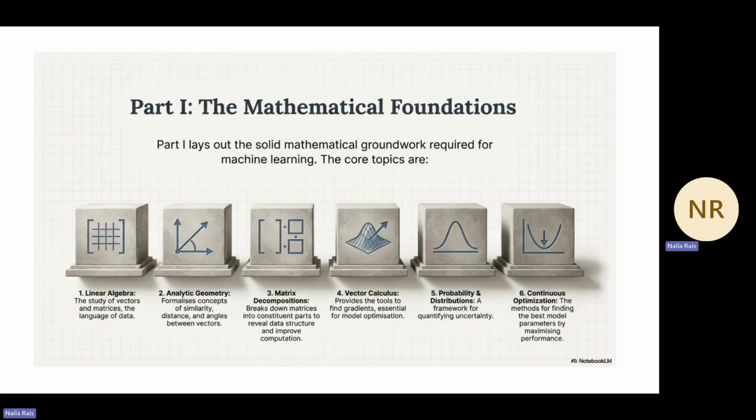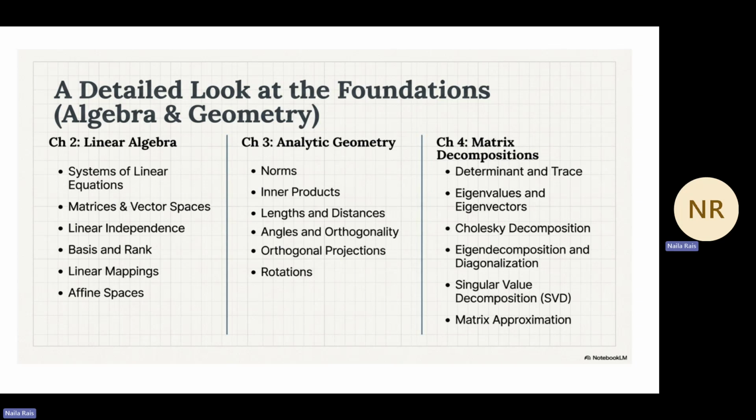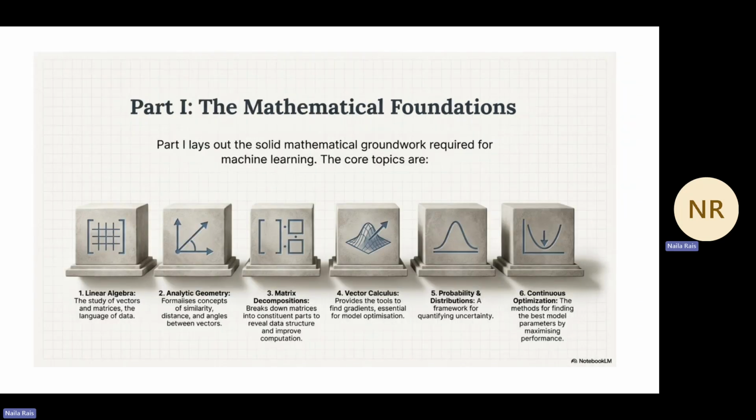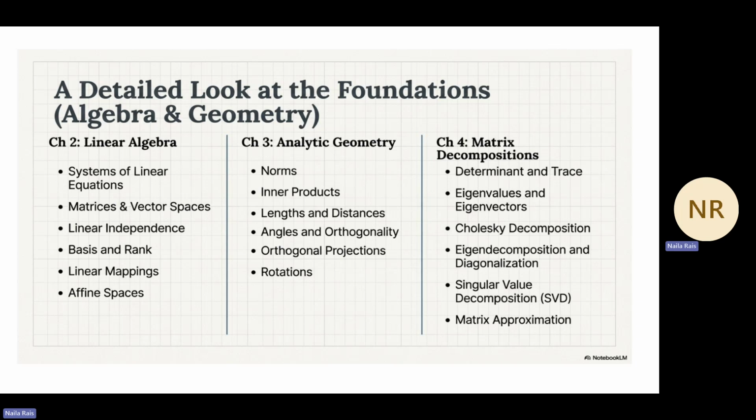Fourth, vector calculus. If we talk about the vector calculus part, it provides the tools to find gradients, essential for model optimization. Fifth is probability and distributions, a framework for quantifying uncertainty. Sixth is continuous optimization, the methods for finding the best model parameters by maximizing performance. A detailed look at the foundations, algebra and geometry.